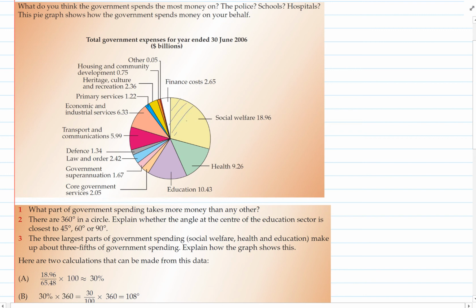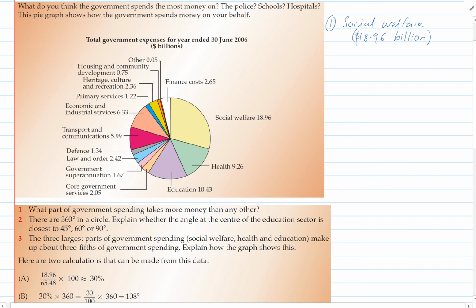Well, this is the biggest chunk here. And we simply interpret that by looking for what's the biggest. And so our answer for question 1 is simply social welfare. And that's with 18.96, actually it's not percent, it's billions of dollars. So dollars, and we'll write billion there.